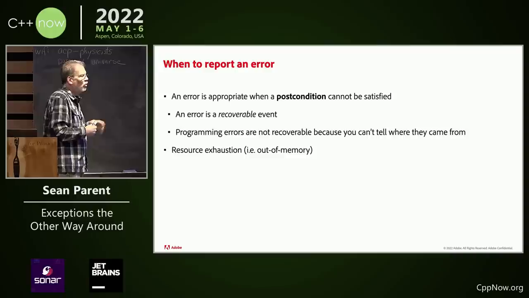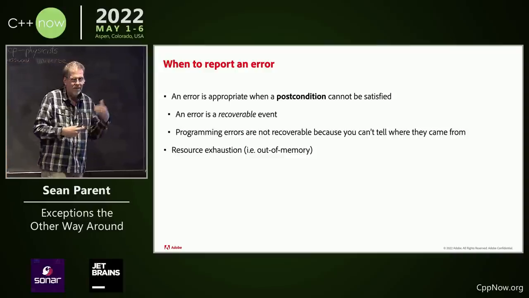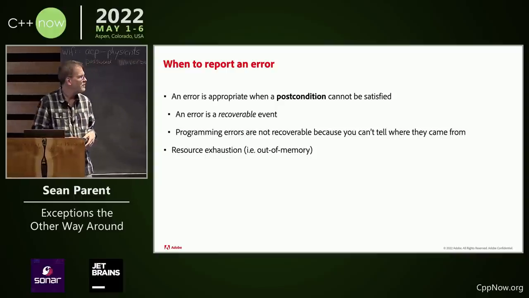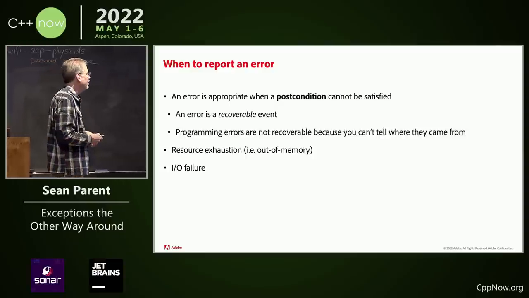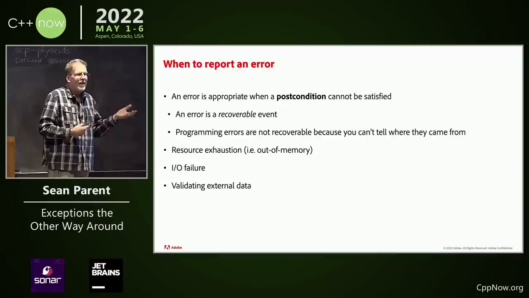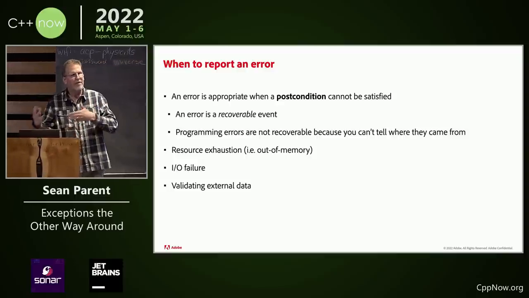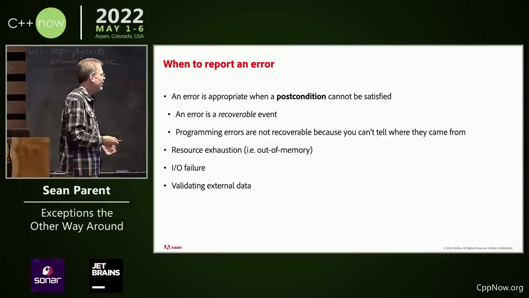Okay, so why would we return an error or throw an exception? Some common things: resource exhaustion. How do we deal with out of memory? I/O failures. These are external failures on our system. Validating external data, where it would take as much effort to pre-validate the thing as it would to parse the information out of it, that would be an appropriate case to throw an exception.